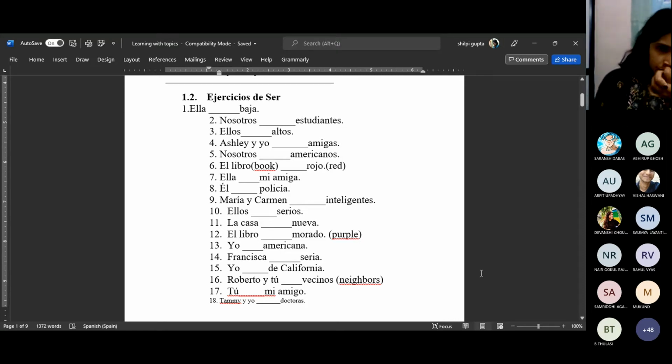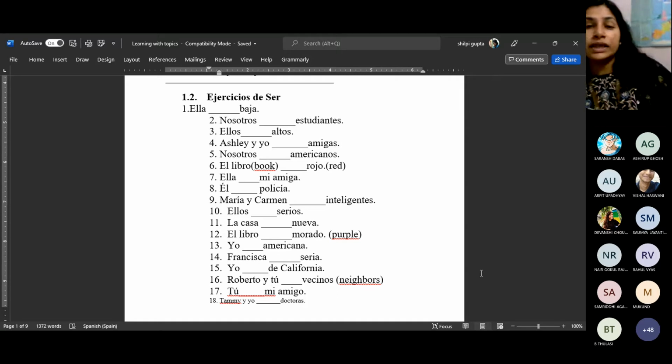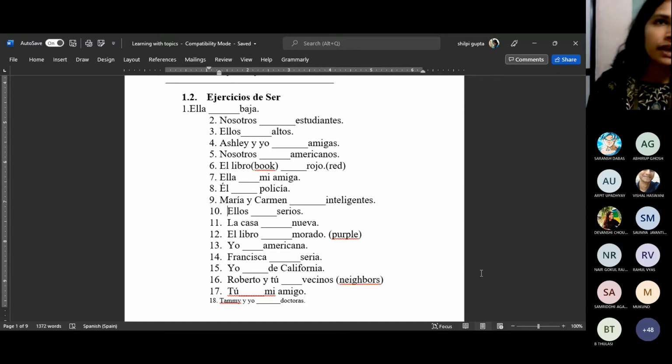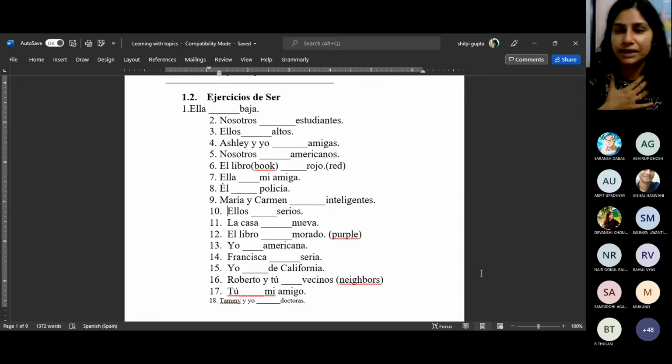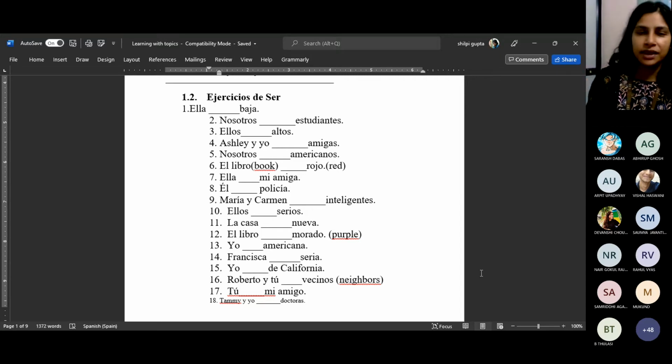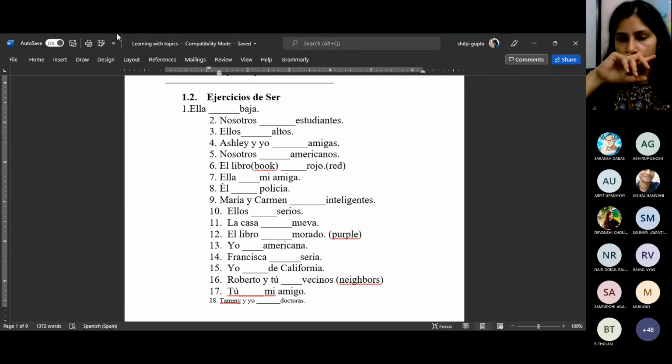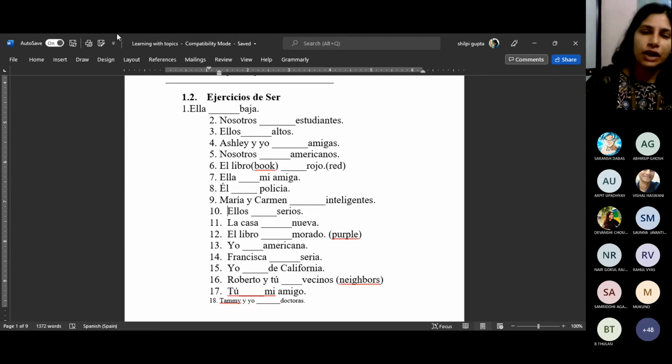Ellos son serios. Ellos son serios, yes. Serious, like the people who are very serious. Sometimes I become very serious. Number 11. La casa es nueva. La casa es nueva, yes. La casa is the house. Nueva is new. The house is new. Number 12. El libro es morado. Okay, yeah.